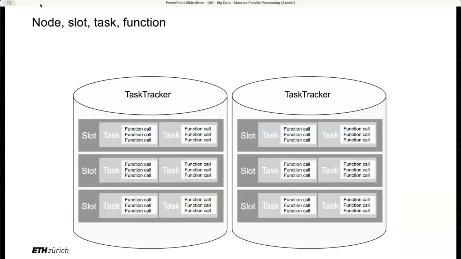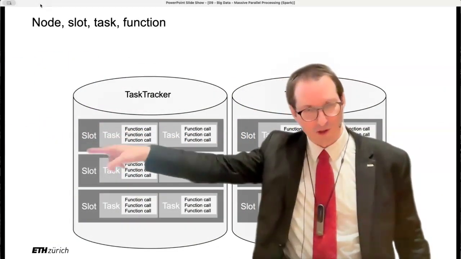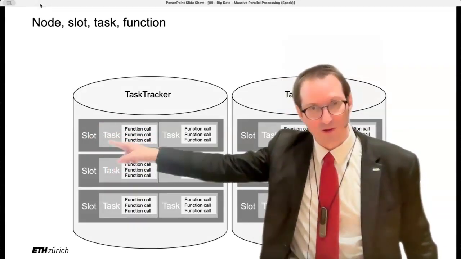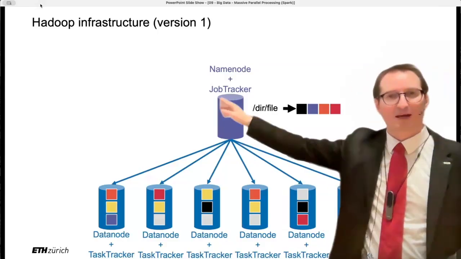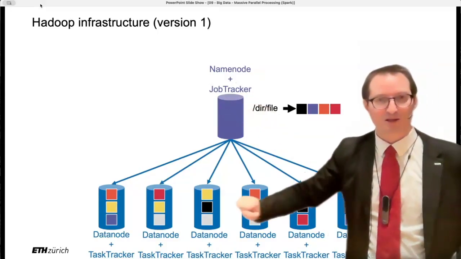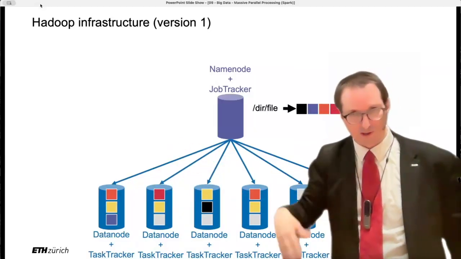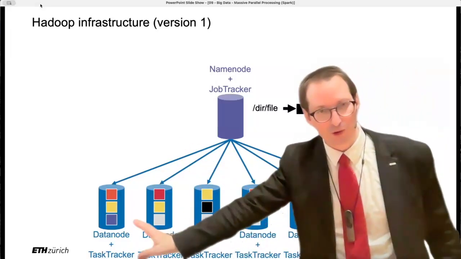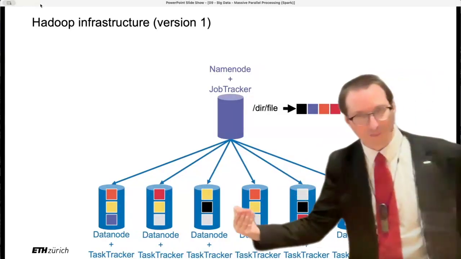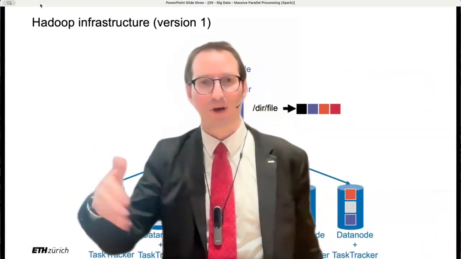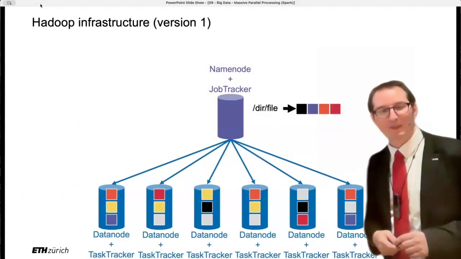We saw this whole thing with the nodes and the slots corresponding to the CPU cores, the tasks, the function calls, and so on. And we saw that we have the job tracker on the same machine as the name node, and the task trackers, which are responsible for the map slots, reduce slots, and the calling of the map, reduce and combine functions. They're co-located with the data nodes. Now you know why, because the MapReduce splits correspond to the HDFS blocks.